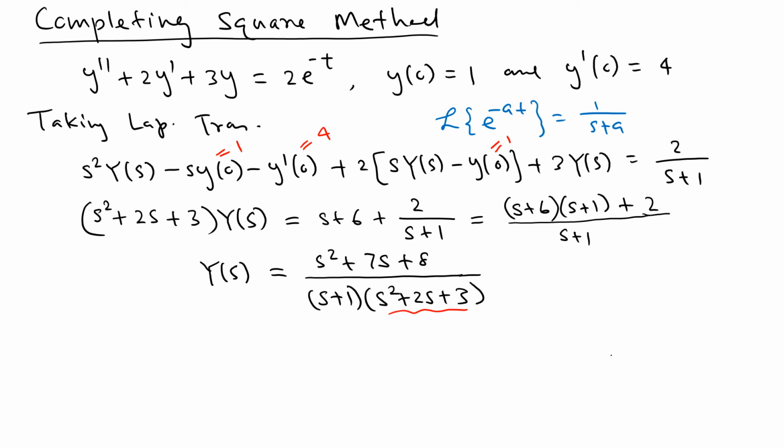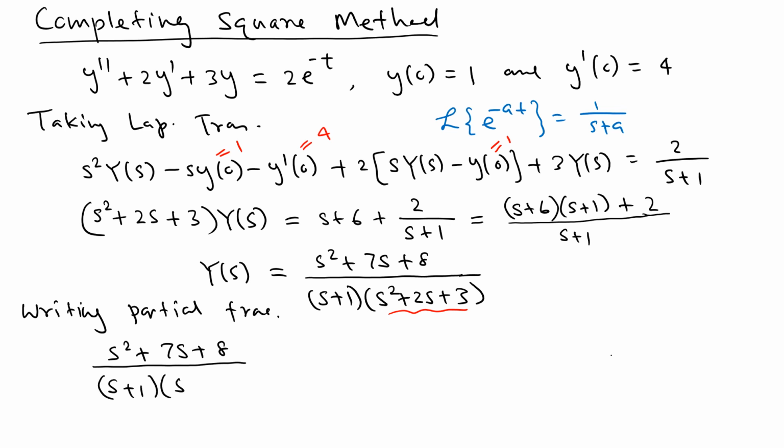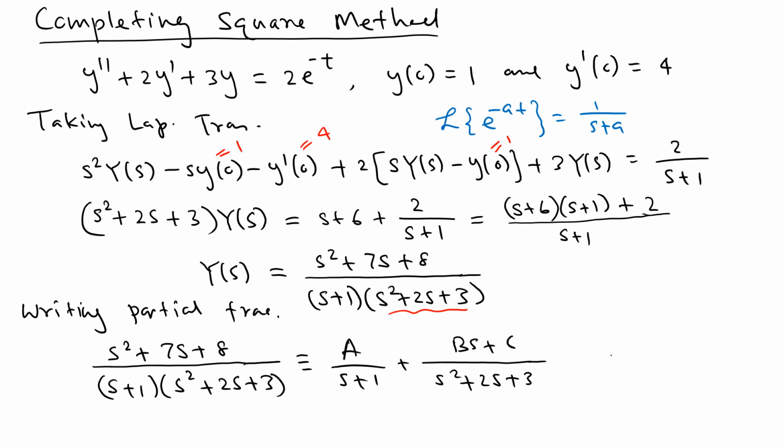So now we can write the partial fraction decomposition. Writing partial fractions, we have s squared plus 7s plus 8 divided by s plus 1 times s squared plus 2s plus 3 identical to A over s plus 1 plus, since we have here s squared plus 2s plus 3, which is degree 2, the numerator is degree 1, so it is Bs plus C. The argument is, if this is degree 2, this has to be degree 1, one less. Now we're going to multiply and try to find the coefficients, so let's do that.